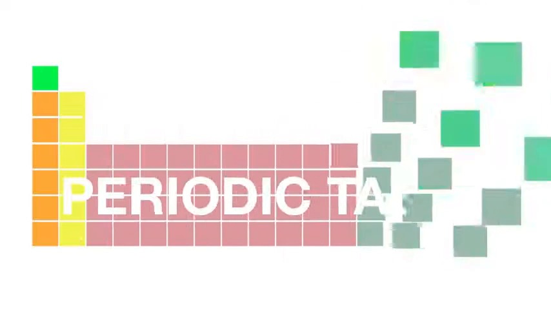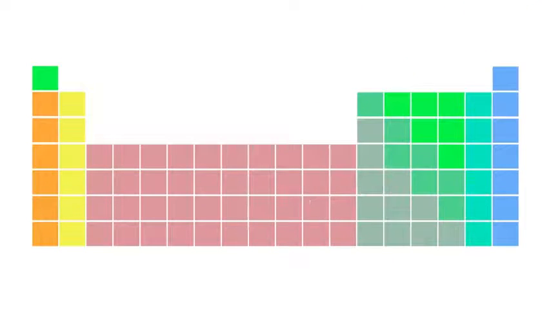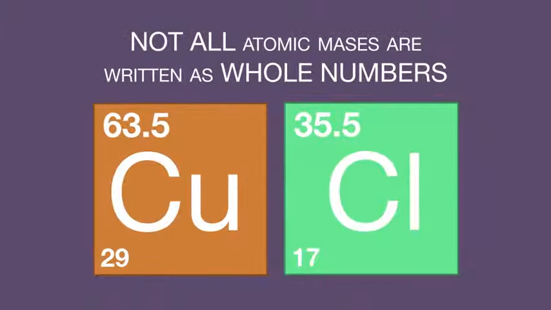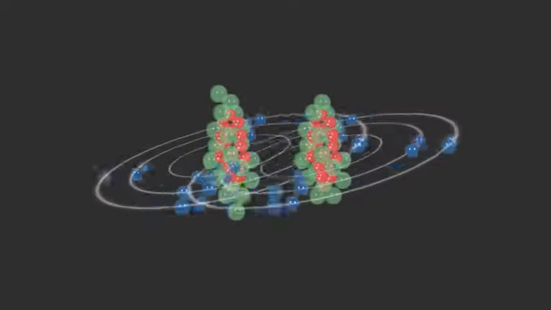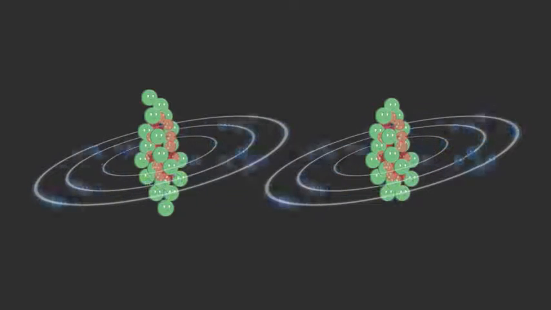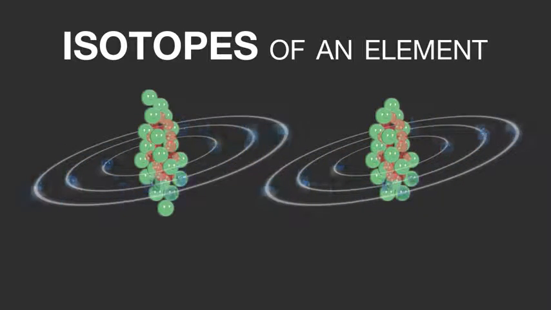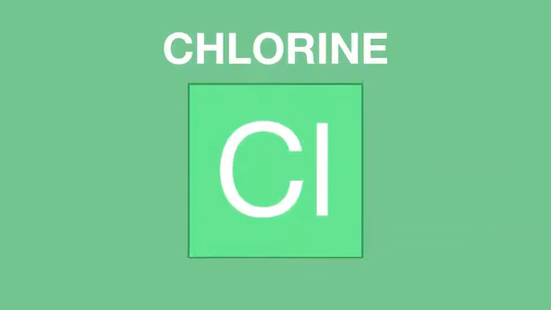As you look through the periodic table, you may have noticed that not all atomic masses are written as whole numbers. Elements can exist with slightly different numbers of neutrons. We call these isotopes of an element. It is particularly common for heavier elements, but a familiar, lighter example is chlorine.